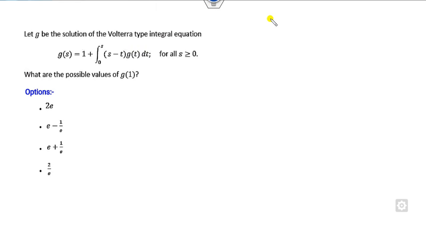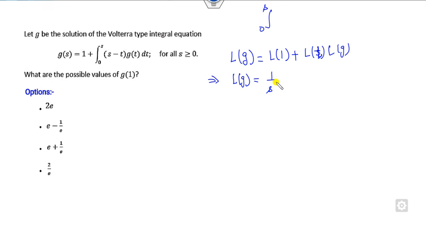Look at another one. Again, you can see the limits are 0 to x. So I can take the Laplace on both sides. Laplace of g, Laplace of 1, Laplace of x, and Laplace of g here is the Laplace of t. So what is the Laplace of g? That's as such. Laplace of 1 is 1 by s.